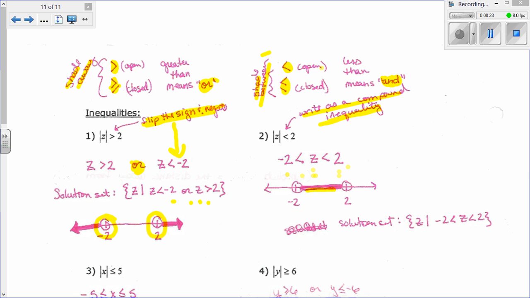So that's everything in here. My solution set then is z such that negative 2 is less than z, which is less than 2. Notice my solution set and my answer are essentially the same thing.